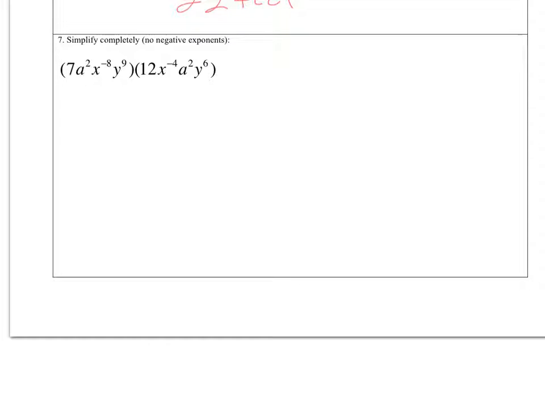Next up, we've got some exponent rules. I'm going to take care of my numbers first. I tend to always write this in terms of numbers first, and then whatever the first variable is. So a squared times a squared, and then x to the negative 8 times x to the negative 4, and then y to the 9 times y to the 6. Now I'm going to start combining things. So 7 times 12 is 84. A squared times a squared, I'm multiplying, so I'm going to add the exponents. 2 plus 2 is 4.